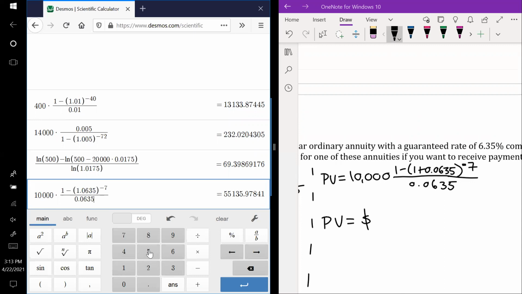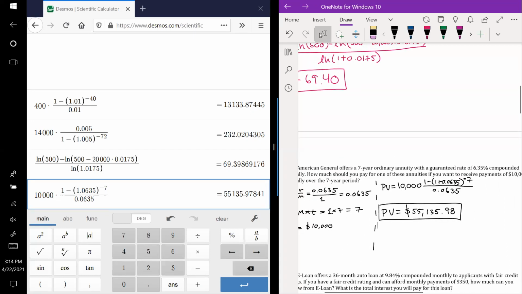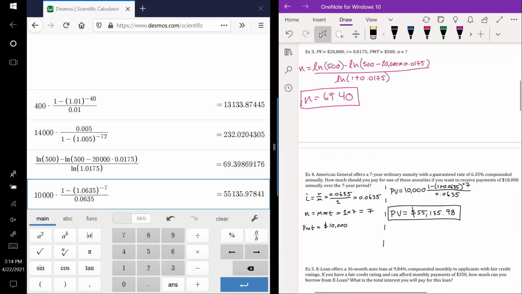And in order to receive $10,000 payments over a 7-year period, we need to put down $55,135.98. So we need to front that money up front, and in 7 years, we'll start receiving payments of $10,000 for this annuity to be paid out. All right, cool.